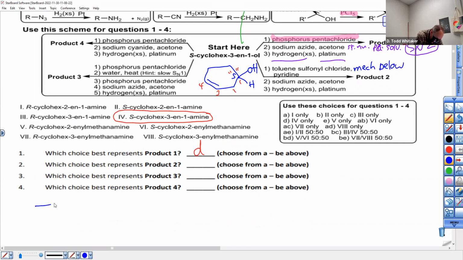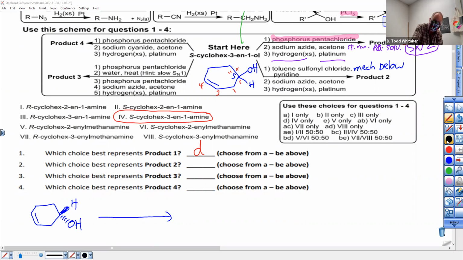Okay, here's my molecule, and I will even draw the S stereo center this time. It's going to be an H there and an OH there. There you go. We're going to react it with TsCl.